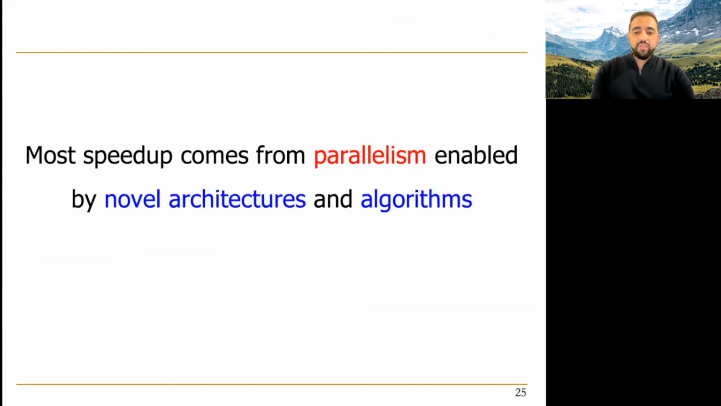All right, so the last thing I would like to mention is that most speedup comes from parallelism enabled by both novel architectures and algorithms. So developing algorithms alone is not enough. Developing architectures is not enough. We would really like hardware-aware algorithms, where you really know what your hardware is capable of doing, and you really want the architecture itself to know what the algorithm is doing. So by developing both of them, you will achieve the largest level of parallelism.